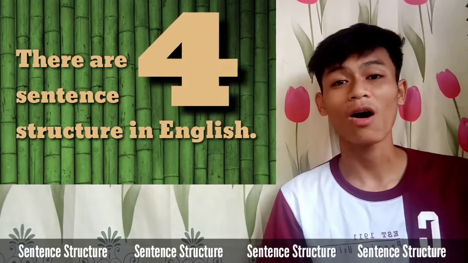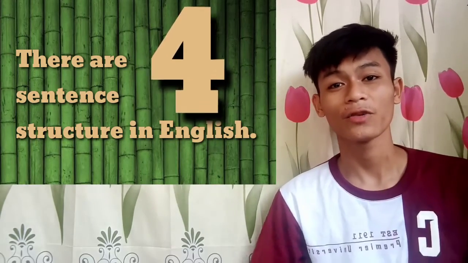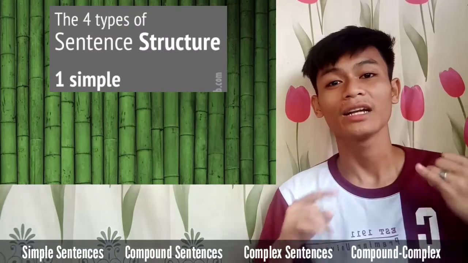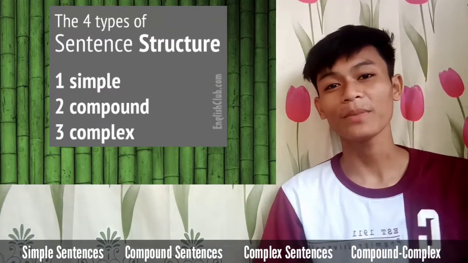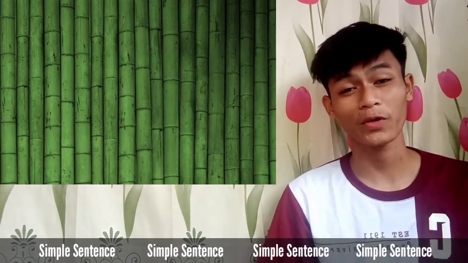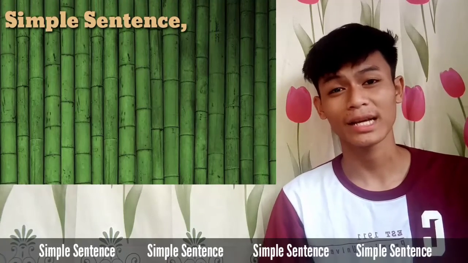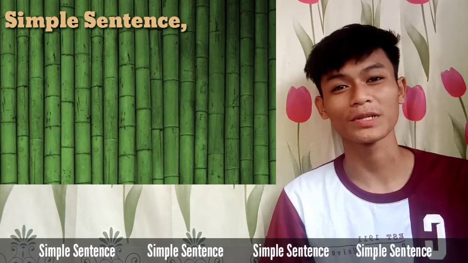So these are the four basic sentence structures in English. First, we have simple sentences, the compound sentences, the complex sentences, and the compound complex sentences. So now, let us get to know our first type of sentence structure, the simple sentence. So what is a simple sentence?